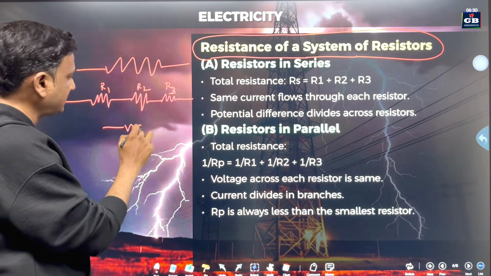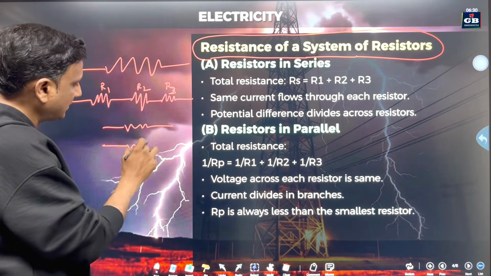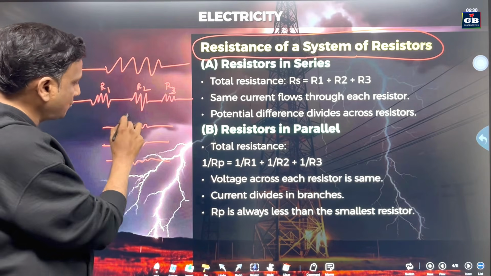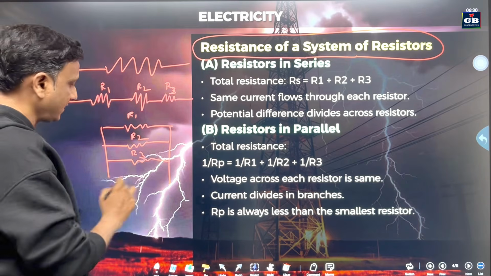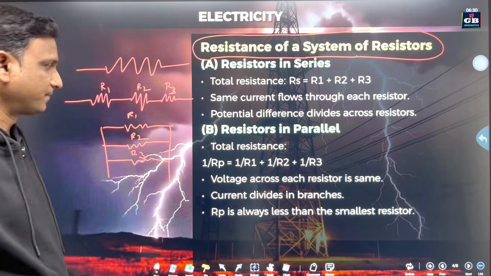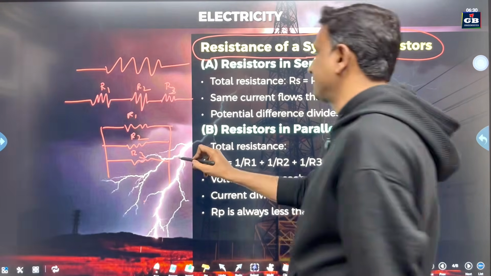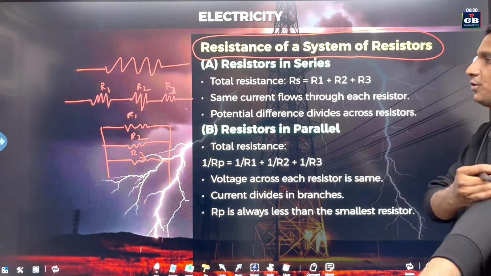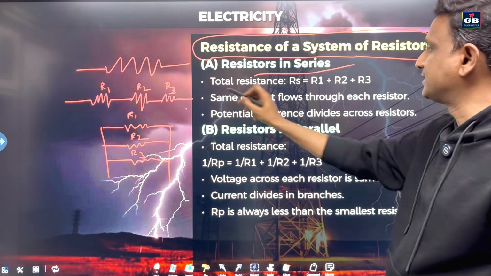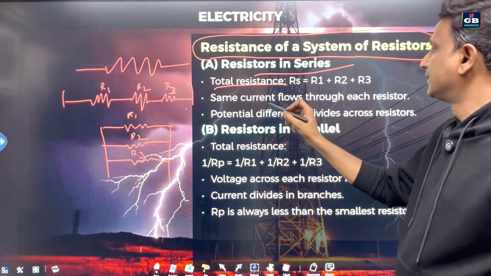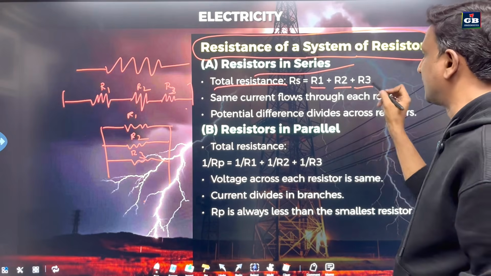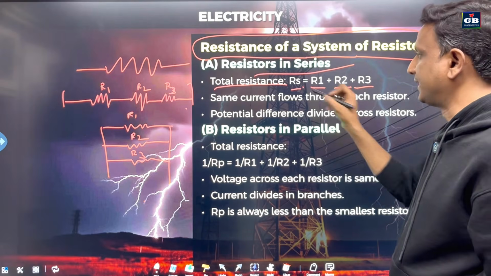You can connect the resistors in another way also. Resistor 1, resistor 2, R1, R2, R3. Now, these are connected like this. This is parallel connection. Okay? This is parallel connection, this is series connection. So, if you connect the resistors in series, what happens to the total resistance? It is R1 plus R2 plus R3, that is Rs.